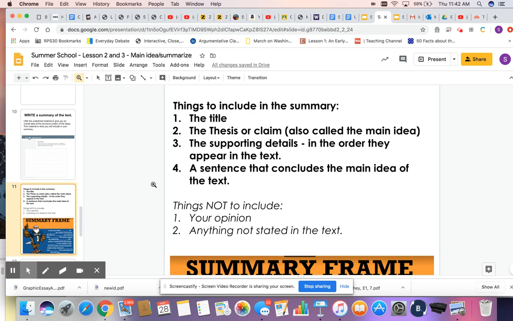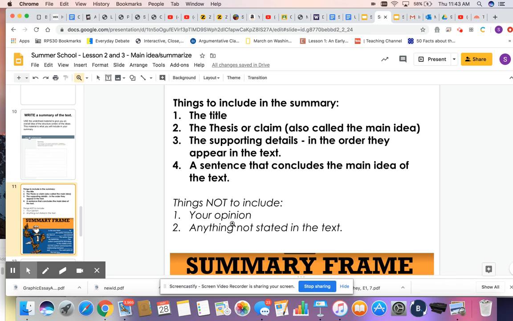You have to have the title of what you're summarizing. That's critical. You have to have what was the claim or what was the thesis. What were the supporting details in the order in which they appeared? Do not put them in any other order. Do not leave any out. And what was the concluding idea from the last paragraph, the conclusion? Do not include your opinion. Do not include anything that was not directly stated in the text.